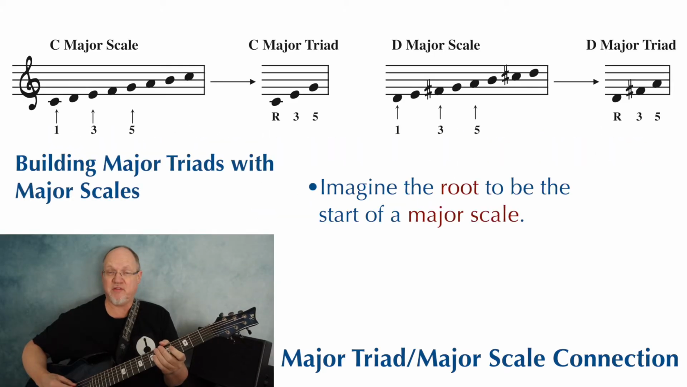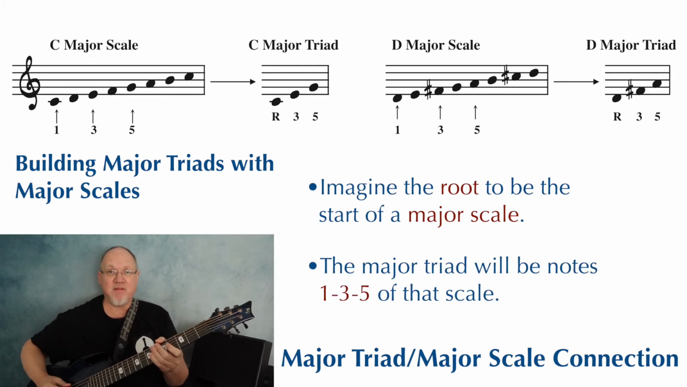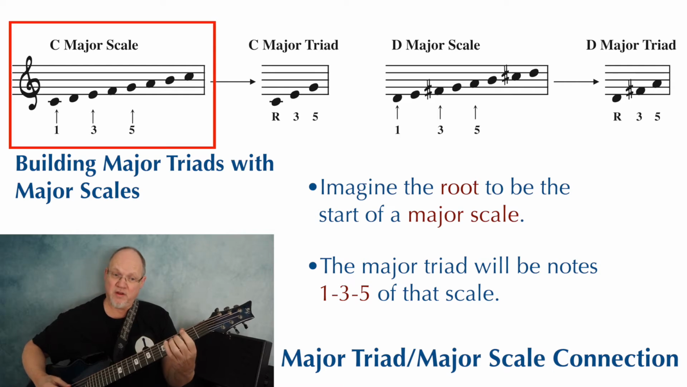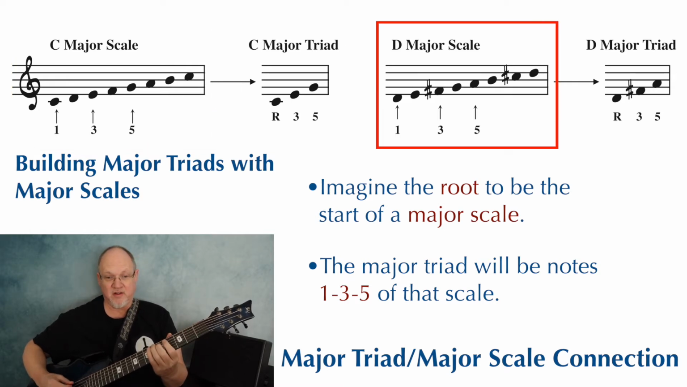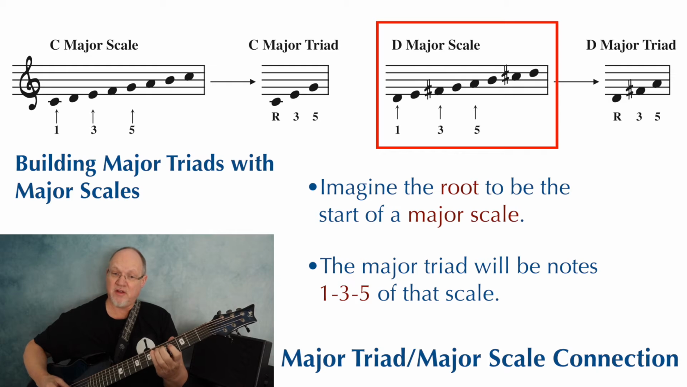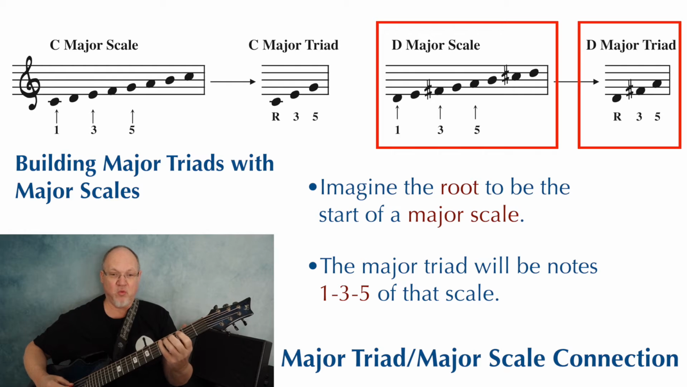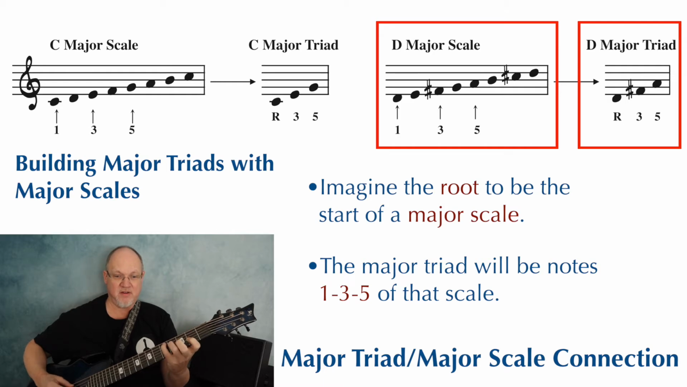If you think of the root note as the beginning of a major scale, the major triad consists of notes 1, 3, and 5 of that major scale. Here's a C scale: 1, 2, 3, 4, 5. Notes 1, 3, 5 are a C major triad, root, 3, 5. D major scale: 1, 2, 3, 4, 5. D major triad, notes 1, 3, 5 of the scale, root, 3, 5.